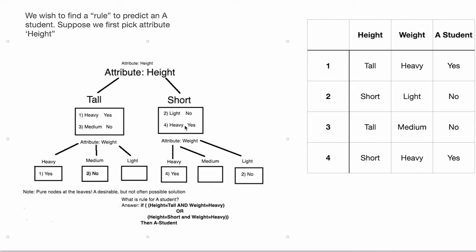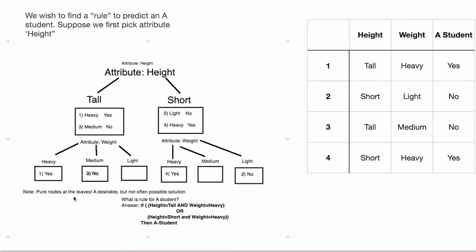And I know that instance number 4 is heavy, and that's a yes. So now at this level, I'm happy. And the reason why I'm happy is because I have all pure nodes down here. And if I wanted to come up with a rule for what makes an A student, I just start up at the top and I follow these down to all of my yes instances.